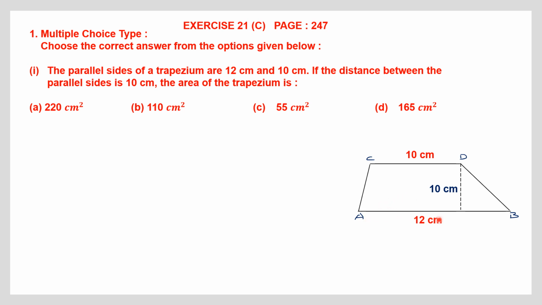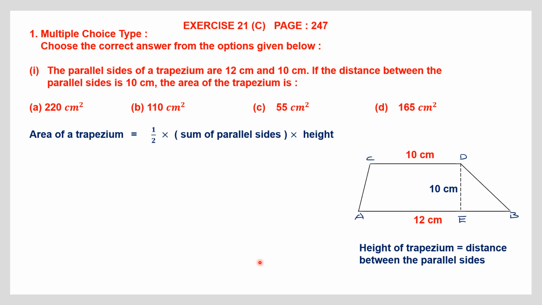And we've been given the measurements of the sides AB and CD, the two parallel sides. Now here it says if the distance between the parallel sides is 10 centimeters. So we can name this as DE. This is the distance between the parallel sides and that is 10 centimeters. Now we should remember this. That is the height of a trapezium. What is the height of a trapezium? It's not given to us. But the distance between the parallel sides is the height of the trapezium. So DE is the height of the trapezium.